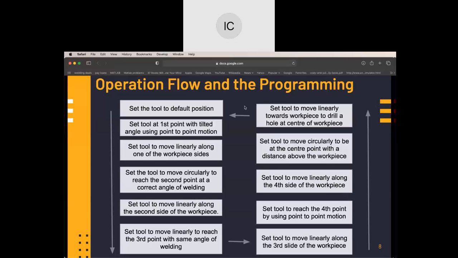So starting in this top left, we're moving counterclockwise. This is just the motion that it's going through each point. So overall, it's going to move linearly along the workpiece sides, and when it gets to a corner, it's going to move circularly around that corner at a correct angle of welding and continue moving linearly. And at the top right, that's our final destination, and that is a space in the center above the workpiece where the robot can drill a hole through the center.